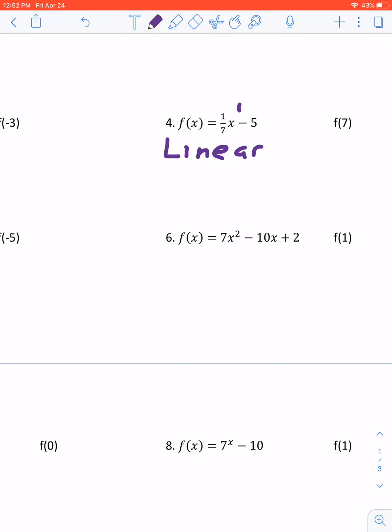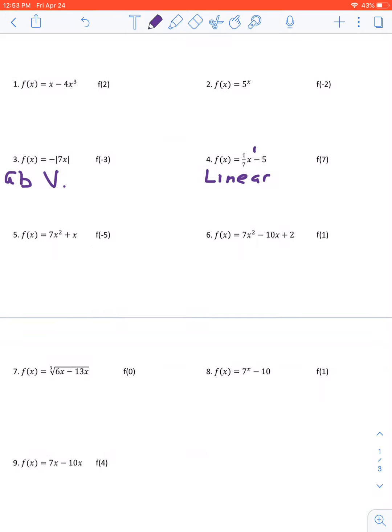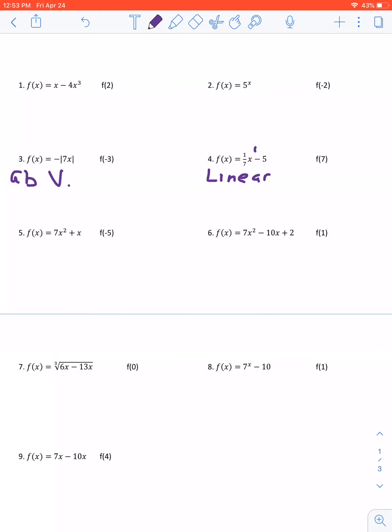So right now the only equations we know anything about are 3 and 4. The other ones we're not so sure. Number 5, the degree is 2. Number 6, the degree is 2. Number 7 looks really weird to me. I don't know what that is yet.